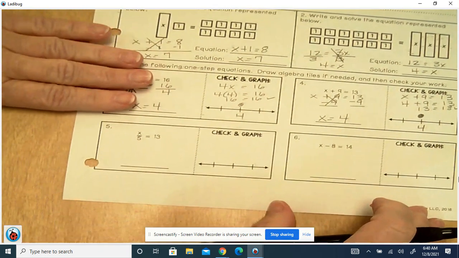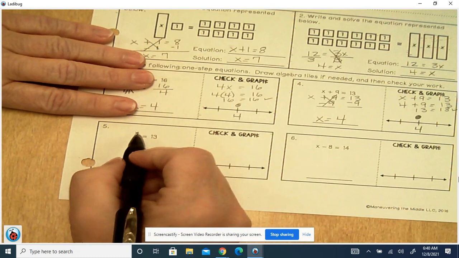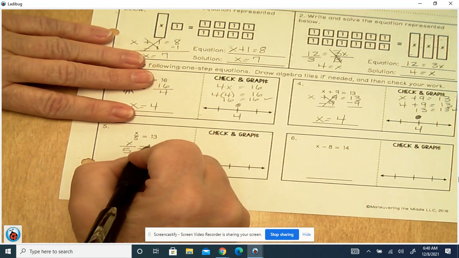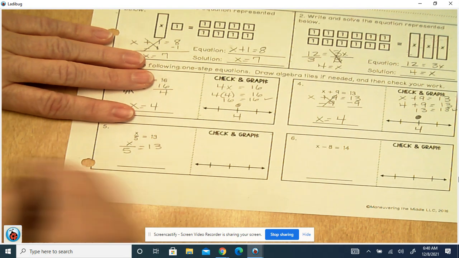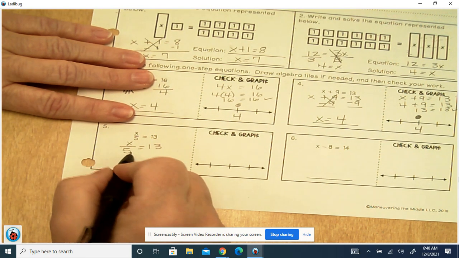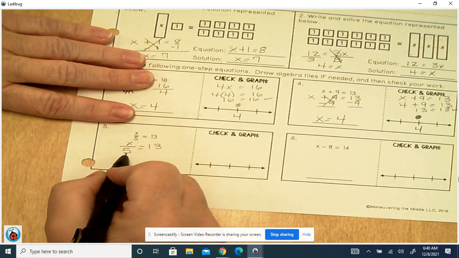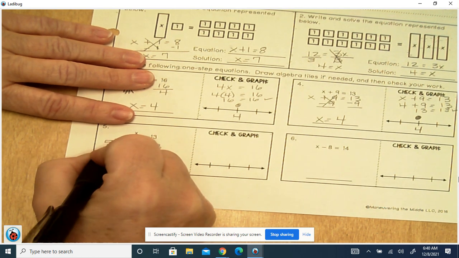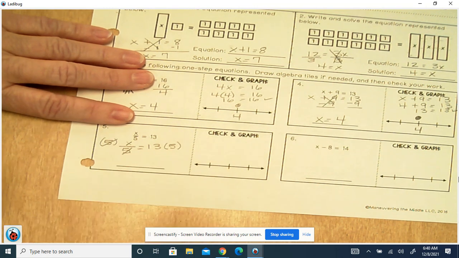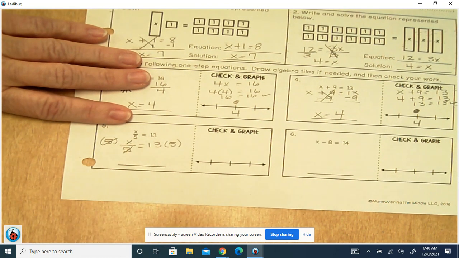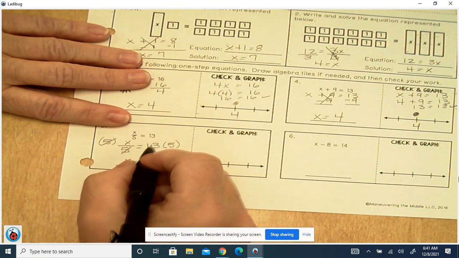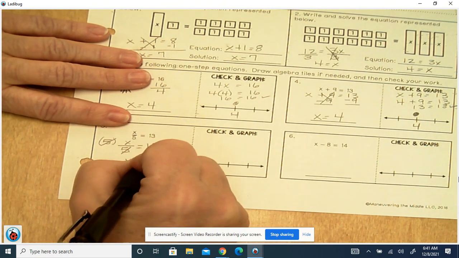Number 5. X divided by 5 equals 13. So we've got x divided by 5 equals 13. This means division, so you undo division by multiplication. And we always do that operation by what's with the variable, which is 5. So we're going to multiply by 5 on both sides. 5 divided by 5 is 1, so it cancels each other out. So we're left with x equals 13 times 5 is 65.